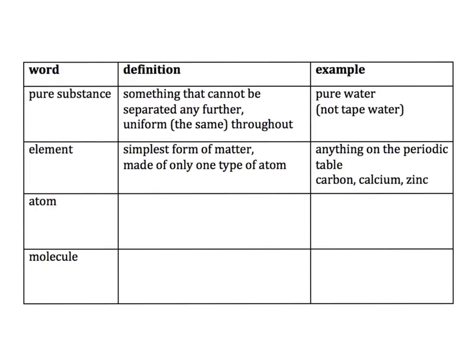The next one is element. An element is the simplest form of matter. It's made of only one type of atom. It's all the same thing. There's only one thing, and it's all of the same element. So this would be anything on the periodic table, such as carbon, calcium, zinc, oxygen, bromine, sodium, any of that kind of stuff.